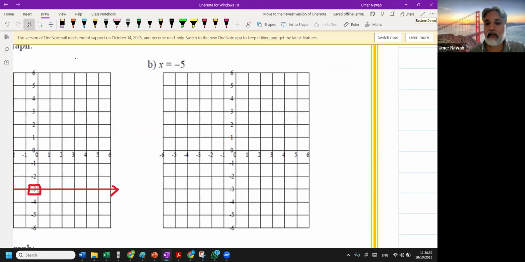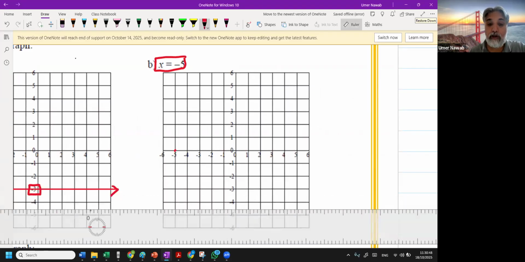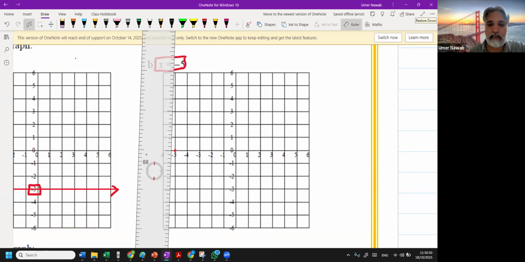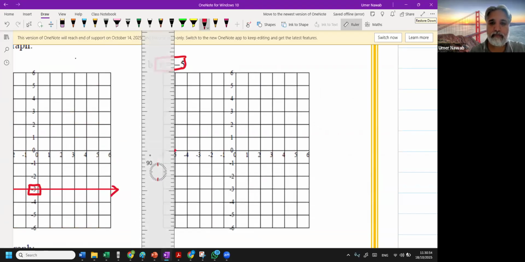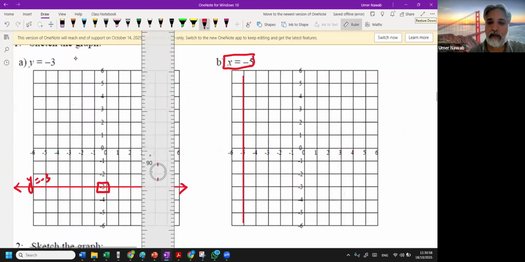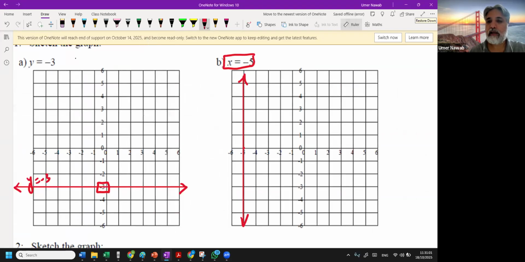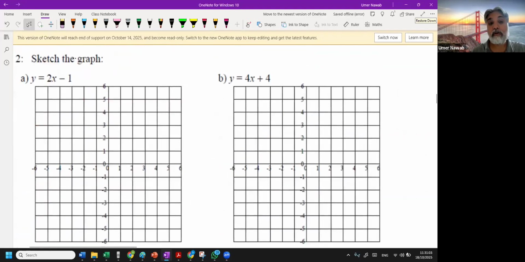X is equal to -5. It will be found on the x-axis, where is -5. This is -5. So I have to draw the vertical line, which should cut the x-axis at -5. So I'm going to draw this. Imagine I have drawn a vertical line whose equation is x is equal to -5. So sketching is going great.